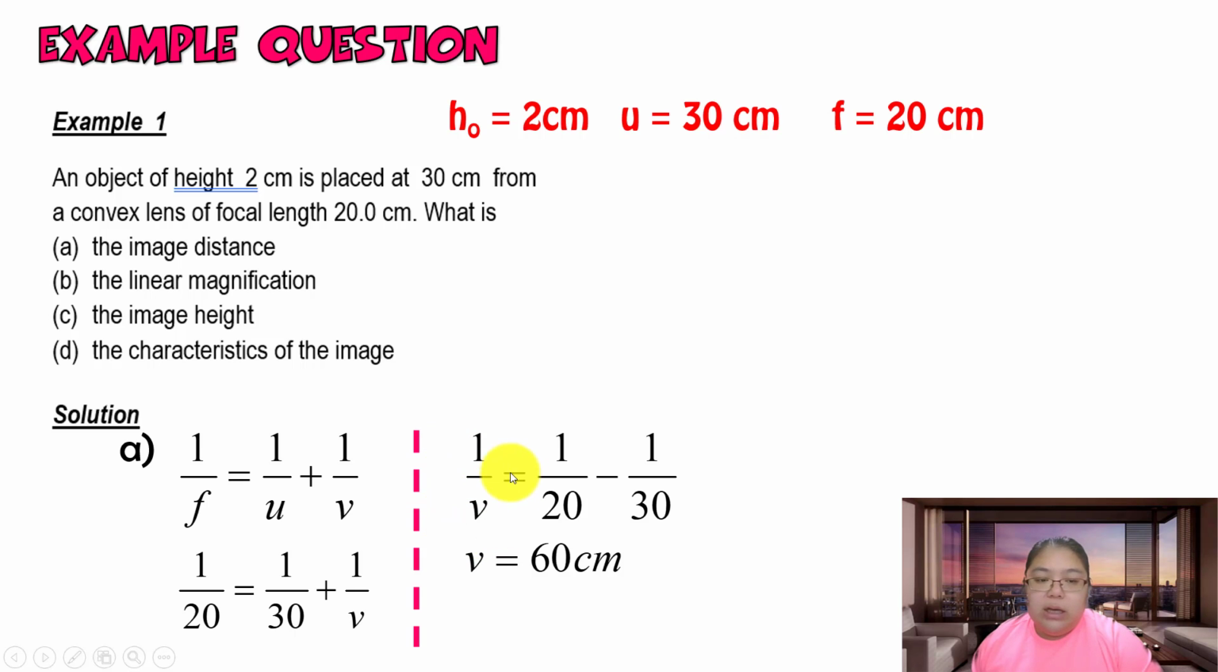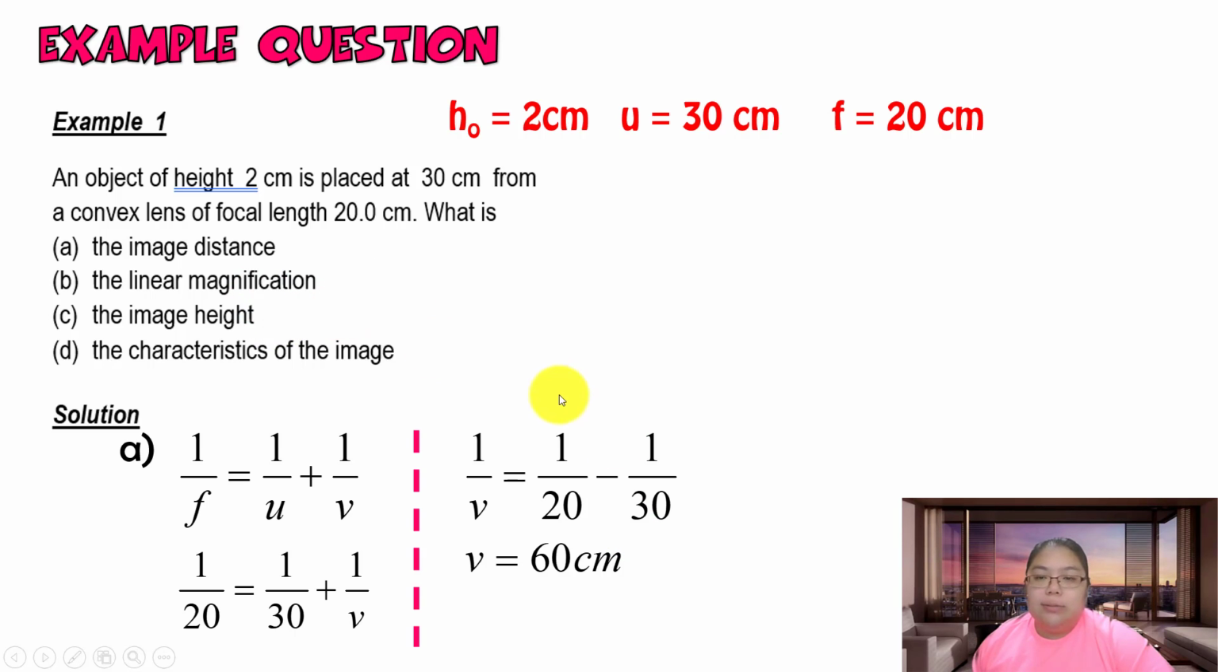1 over V equals 1 over 20 minus 1 over 30. Okay, the rest you go to solve by yourself. Final answer for the V is 60 cm. So when you see my image is a positive 60 cm, this one sure is a real image. Okay, so this one convex lens, I get the real image. Remember, real partner is who? It's inverted. Okay, then we can compare about the size to find the magnification.